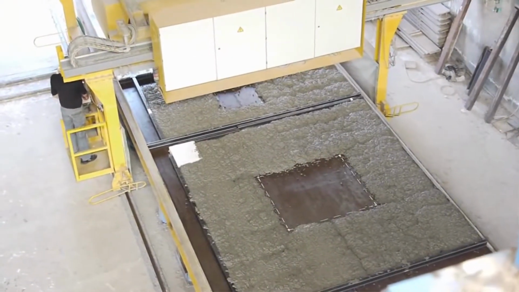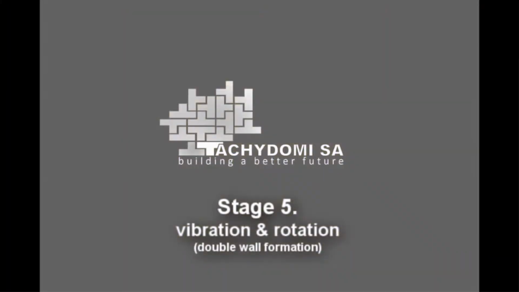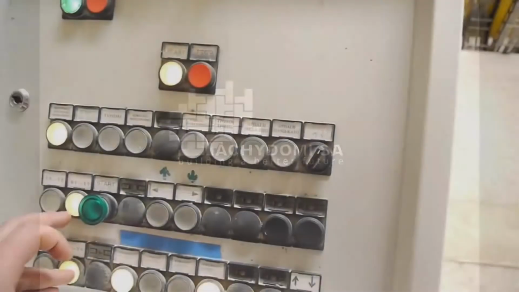This is the compaction. Okay, the concrete has to be compacted to ensure that there are no voids. Okay, and then they are also going to rotate the element.